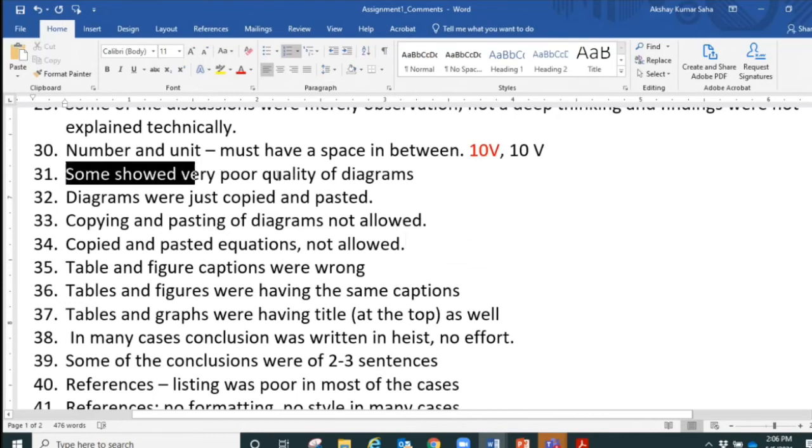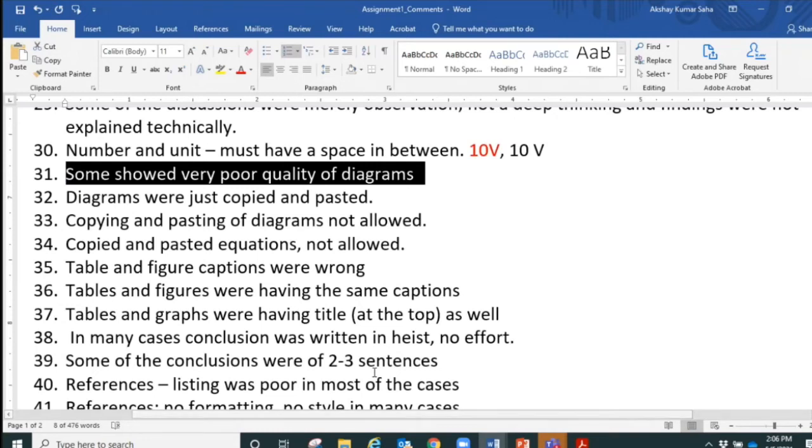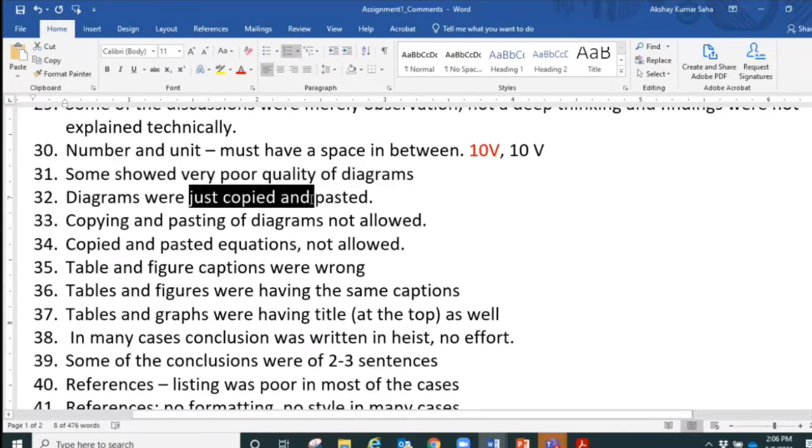The diagrams: when you are copying and pasting, make sure that the diagram has good quality. Some of them are even poor quality. These days, with the advent of science and technology, with these software tools, we can draw very good quality pictures, simple line and block diagrams like IEEE 6 bus, 14 bus, and 30 bus. They are copied and pasted, and very, very poor in many cases. We don't accept that. Copying and pasting is not allowed.